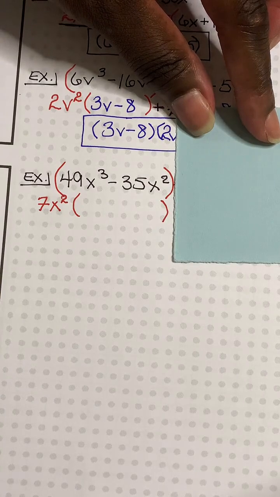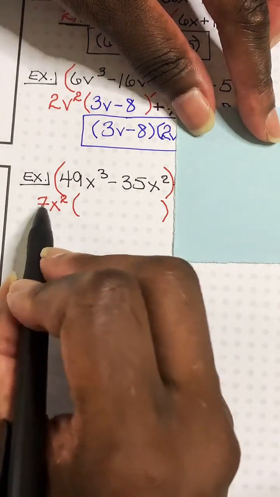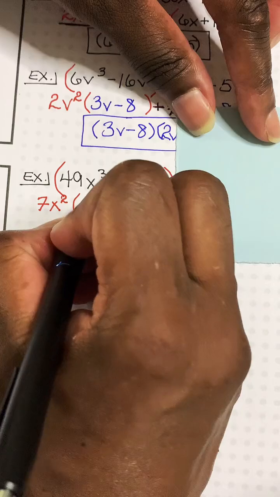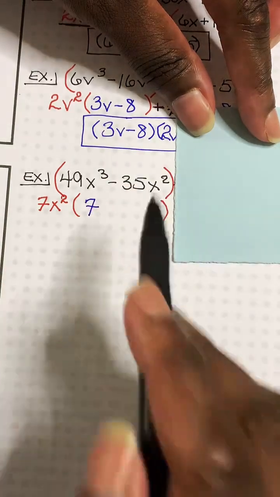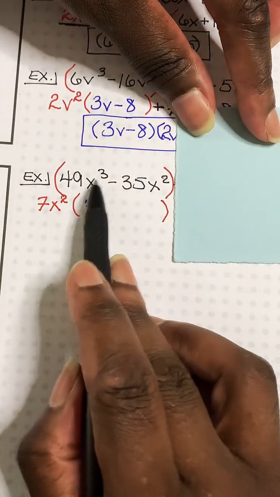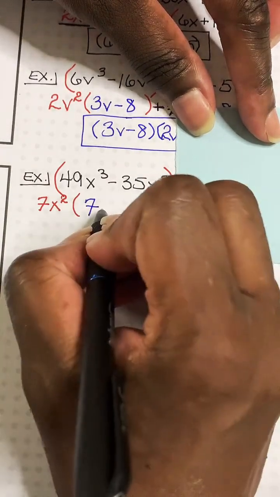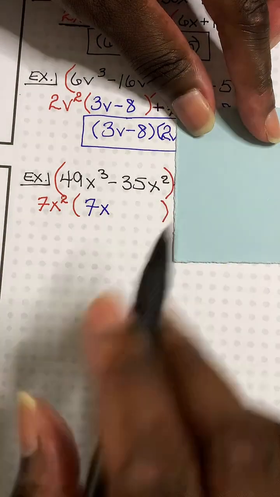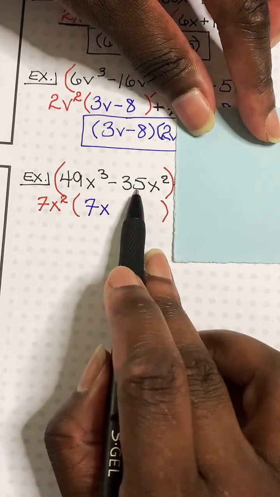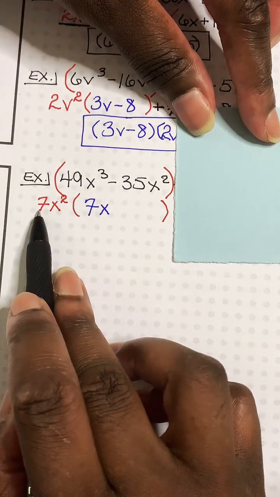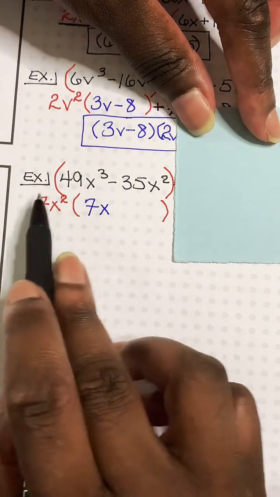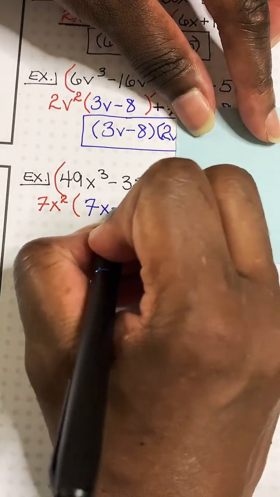So when we do that, 49 divided by 7 gives me 7. If I have 3 x's and I take 2 x's out, I will have 1 x remaining. I have a negative 35 divided by a positive 7. A negative divided by a positive is negative.